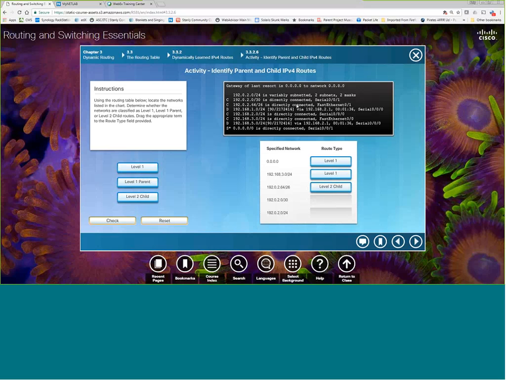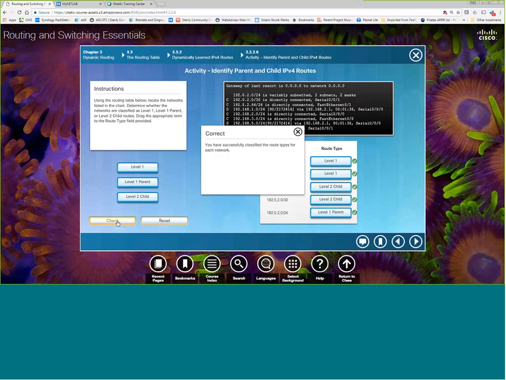The answer is yes, because all level 2 child routes are ultimate routes because they have either an outgoing interface or a next-hop IP address. How about this 2.0/30? Also a level 2 child, and then this level 1 parent is here. Woohoo! Got it right.